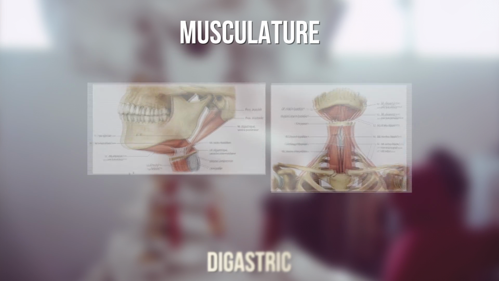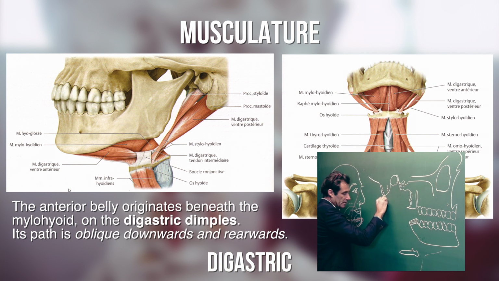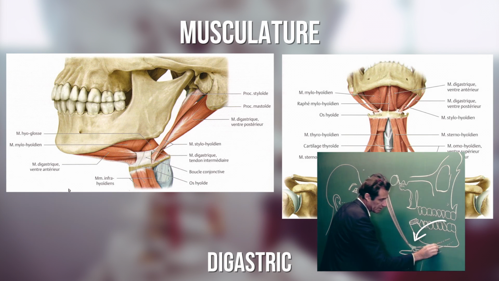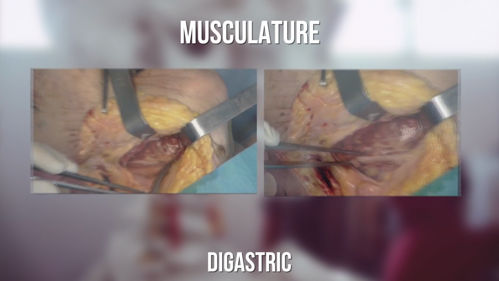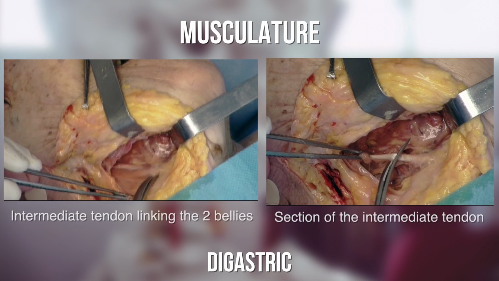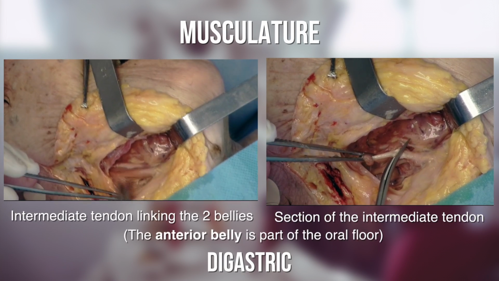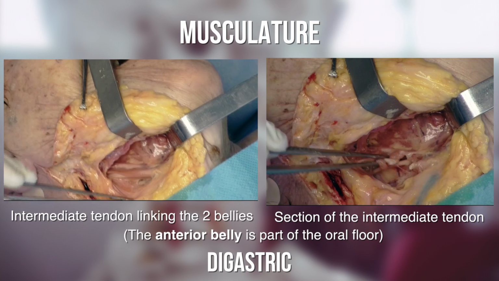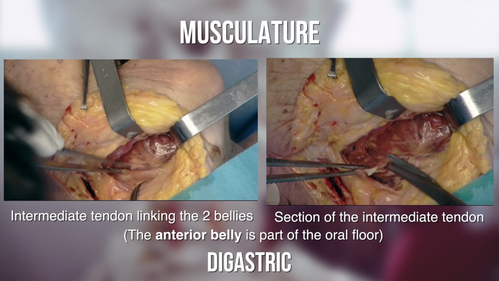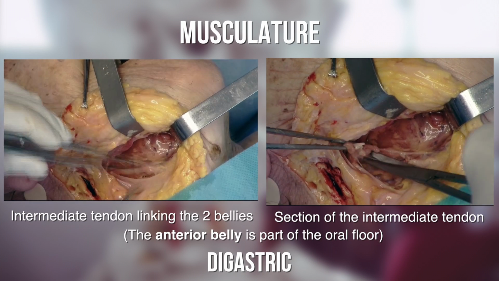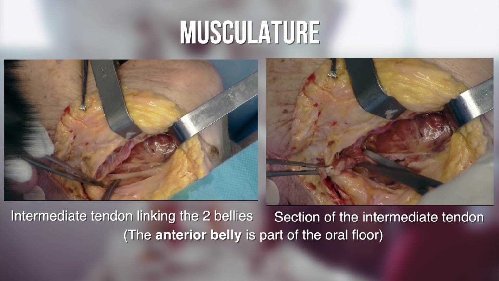The digastric muscle is formed by two bellies, one anterior and one posterior, linked by an intermediate tendon attached to the hyoid bone's body. The muscle has different actions depending on which bones constitute the fixed point. When the mandible is fixed, it elevates the hyoid bone. When the hyoid bone is fixed, the digastric muscle opens the mouth by lowering the mandible.